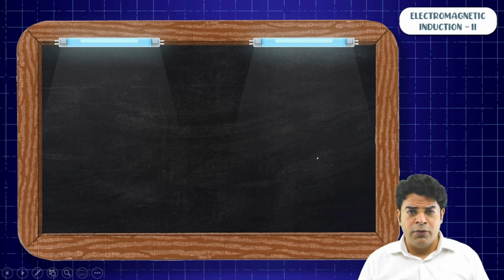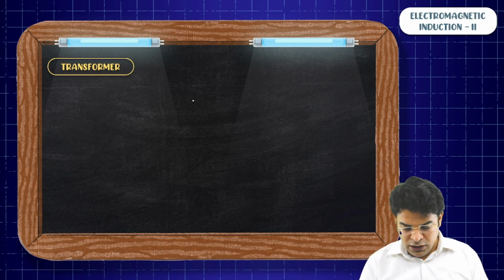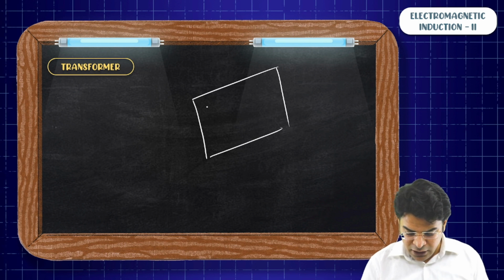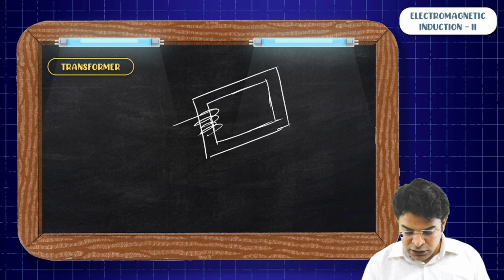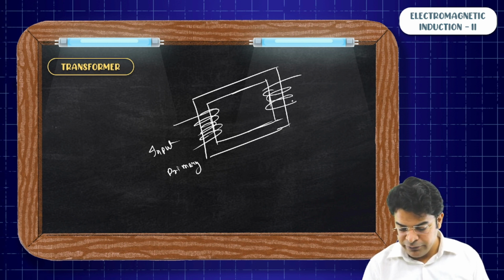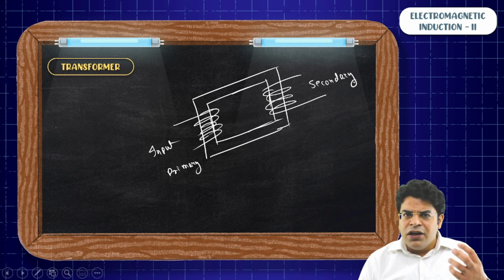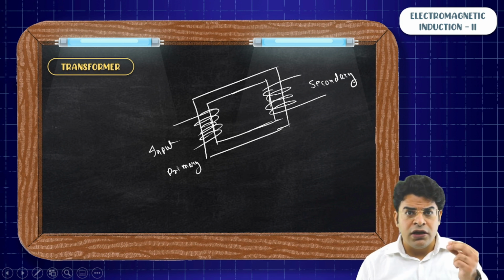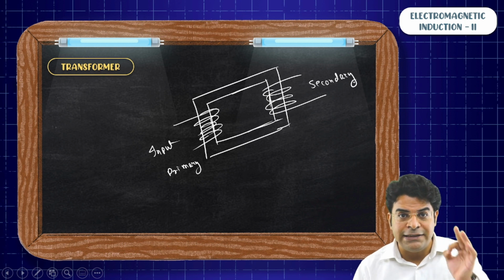Now we will talk about the last topic, which is transformers. A transformer is a very simple device. In a transformer, we take a soft iron core and we place windings on both of its sides. The side from where we give the input is called the primary, and the side from which we take the output is called the secondary. Why are we using a transformer? We use a transformer to increase or decrease the potential of an AC supply.